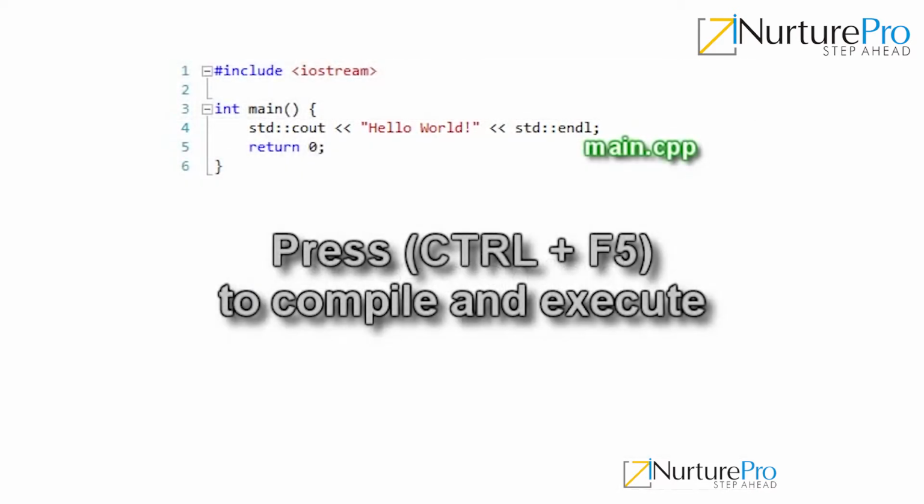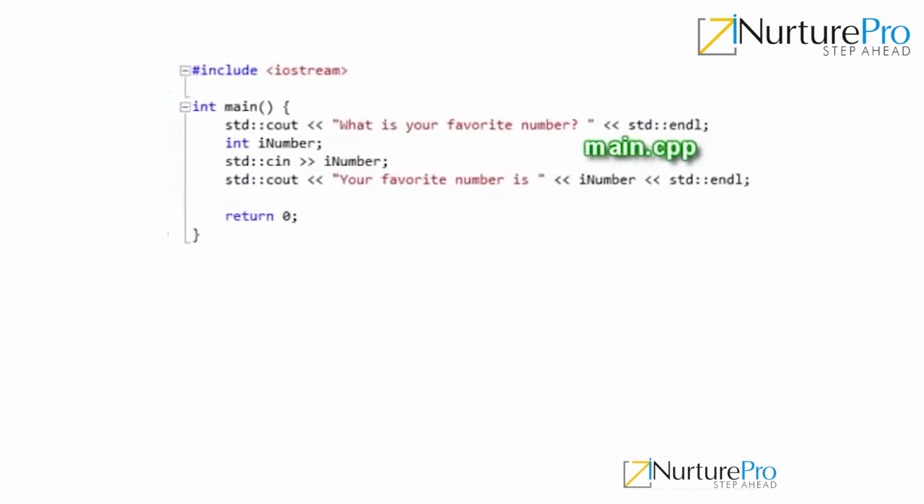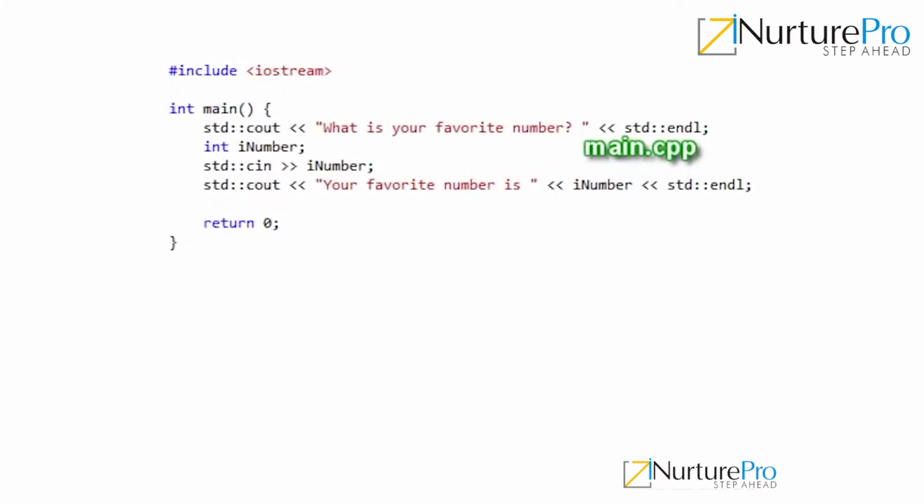To compile and execute the program, press CTRL and F5. This is the Start Without Debugging option, which will keep the window from closing without any additional code. Pressing CTRL and F5 simultaneously, we see this. Next, we'll look at a second program that demonstrates input.